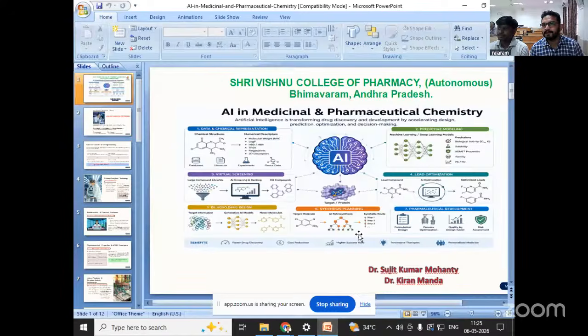So today we will be dealing with AI in Medicinal and Pharmaceutical Chemistry. I am Dr. Sujit Kumar, Associate Professor, Department of Pharmaceutical Chemistry, and my friend is here, Dr. Kiran Manda, also from Pharmaceutical Chemistry. We both will be dealing with the impact and role of AI in medicinal and pharmaceutical chemistry as per the PCI syllabus. So you can see the screen.